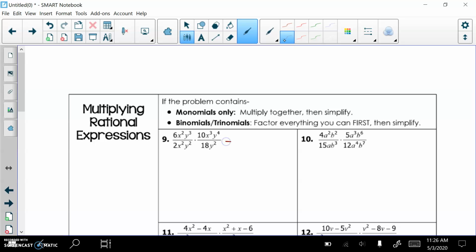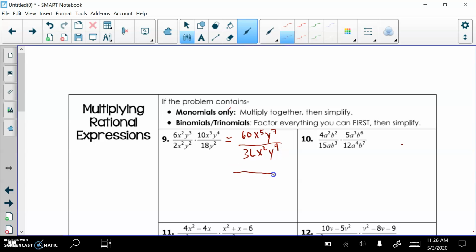All right, so, okay, equals monomials. Multiply together, then simplify. That's what we've got in the first two questions. So we've got 60 x to the fifth y to the seventh over 36 x squared y to the fourth.